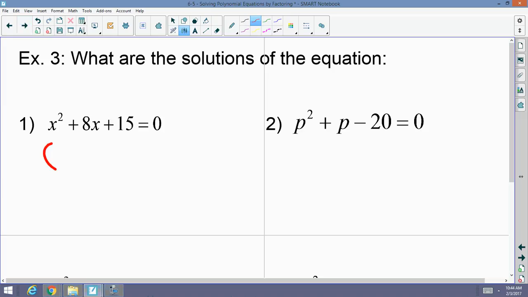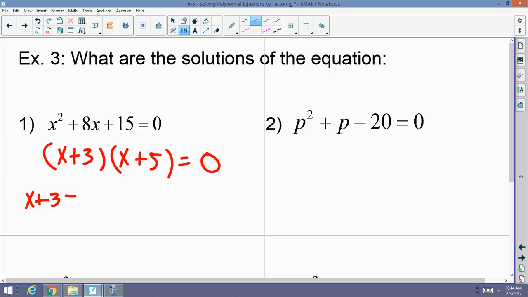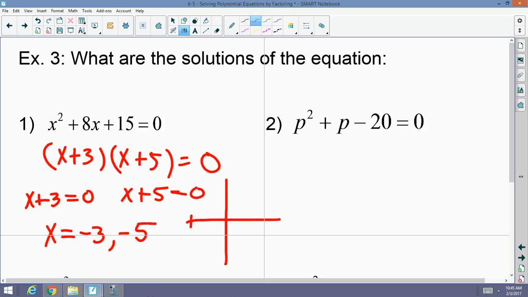All right, what times what is 15, but when added together is 8? So I got x plus 3 and x plus 5. I've got a product that's set equal to 0, so I'm going to use my zero product property. x plus 3 equals 0, x plus 5 equals 0. I already heard the answer. Thank you. You're amazing. x equals negative 3 and x equals negative 5. I promise this will be the last time I do this. That means that the graph passes through negative 5 and negative 3, and that means that those are the solutions of this quadratic. That is the last time I'll graph it, I promise.